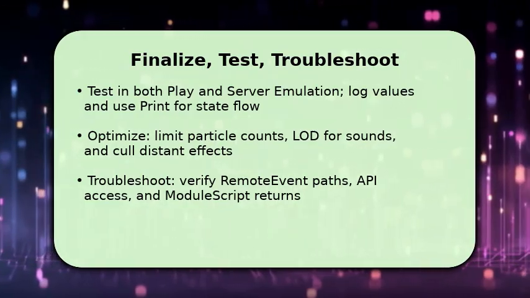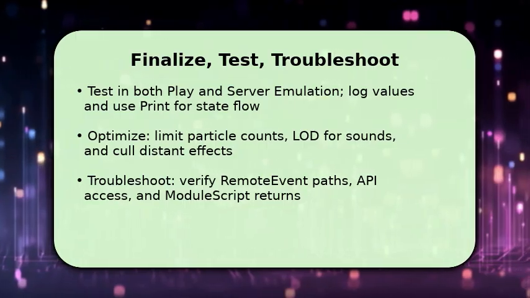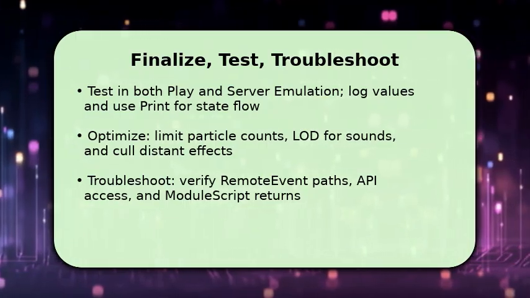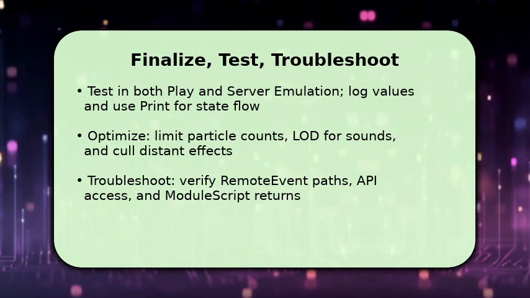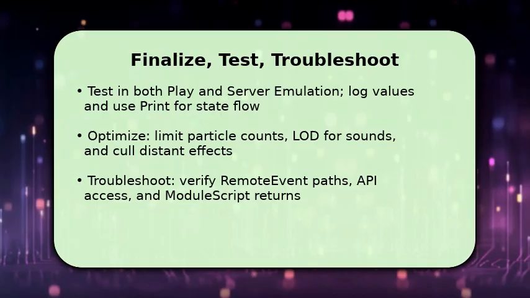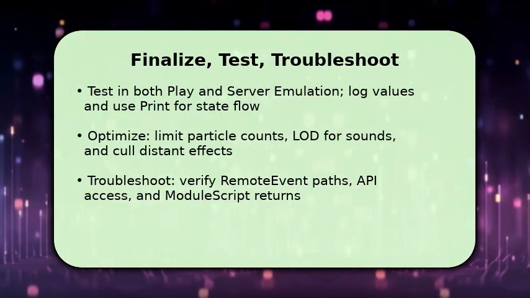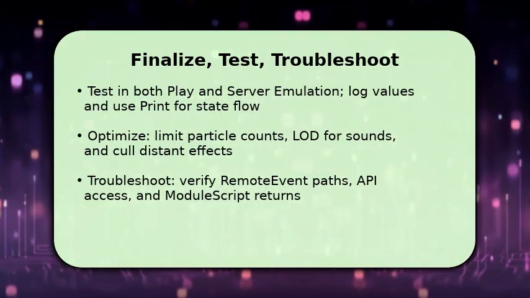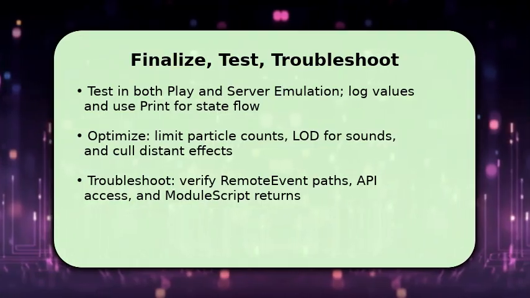to keep FPS stable. If things break, check remote event paths, ensure module scripts return tables, and confirm API services are enabled. These are common causes. Finally, iterate on timing and balance so disasters feel dramatic, but don't ruin gameplay.